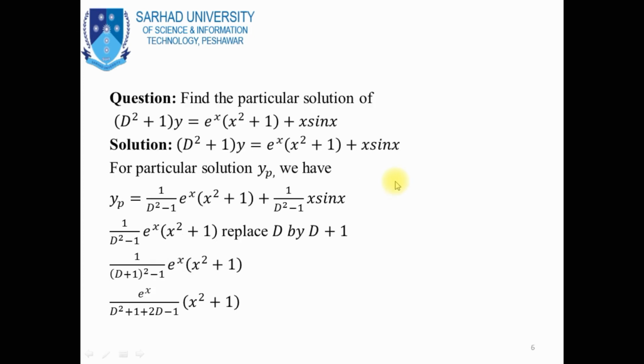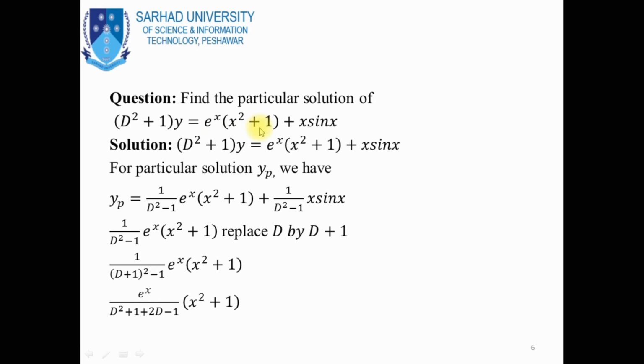Now another example. Suppose you see over here, this is another example to find only the particular solution for the non-homogeneous linear differential equation (D square plus 1) y is equal to e power x into (x square plus 1) plus x sine x. So dear students, for the practice we are going just to find the particular solution for this second order non-homogeneous linear differential equation.